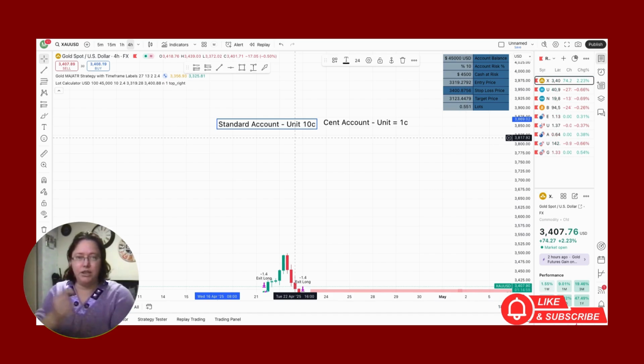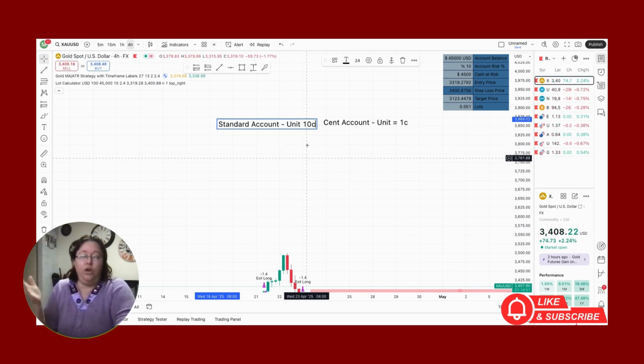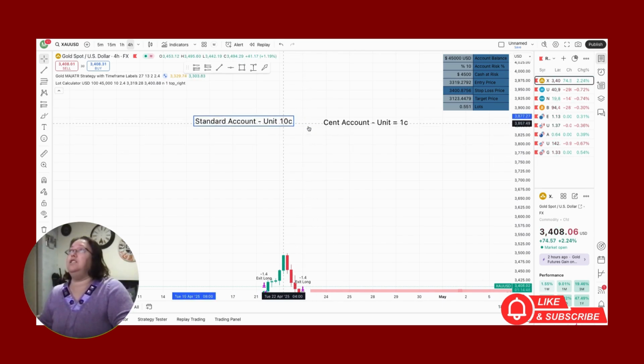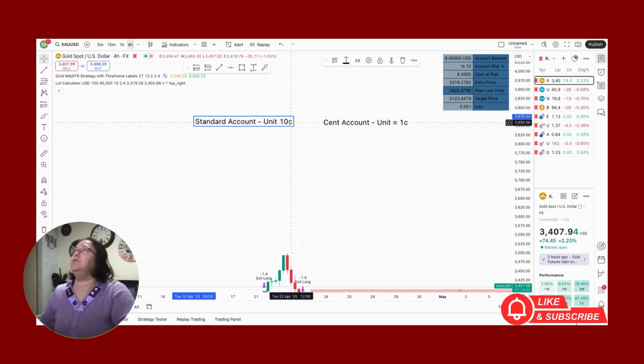So these guys that are saying to you that you can trade and be successful with a $10 account, I just can't see it. You can't trade gold, first of all. But I mean, it's just too high risk. Not even your lot size calculator is going to give you a lot size for that. So that's why you need to be very careful.